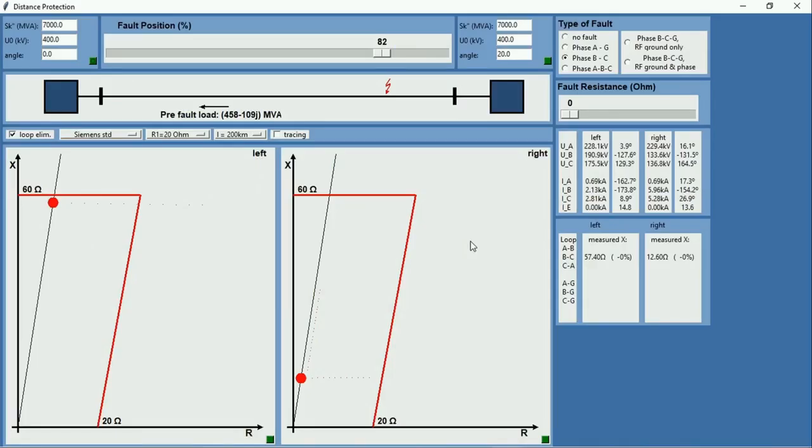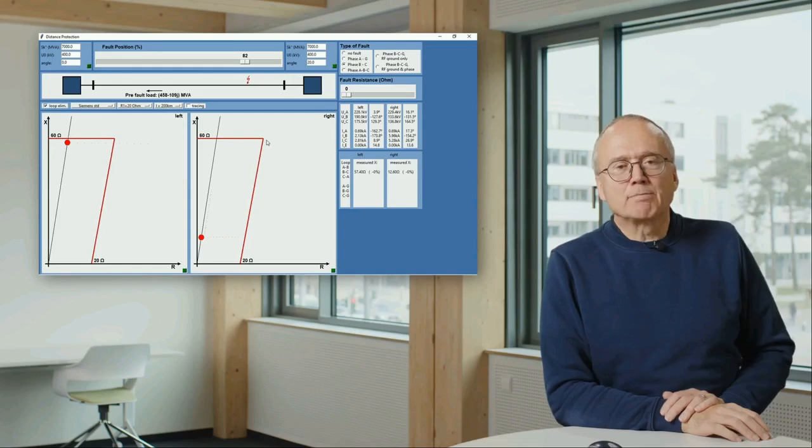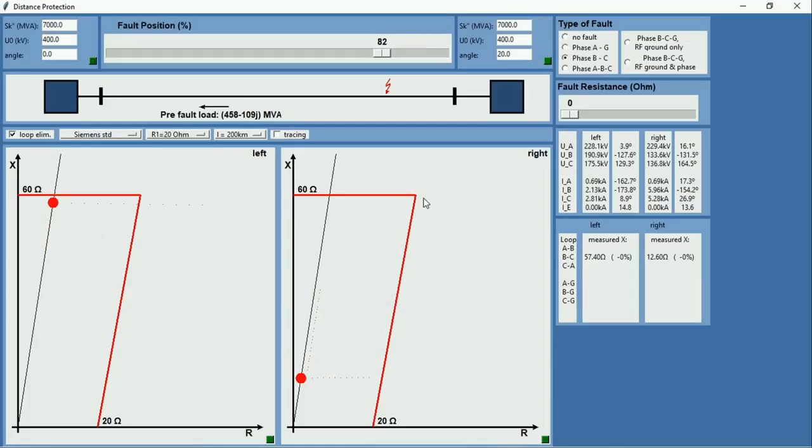So now you see a situation where we have a pre-fault load flow. So you see it here in the drawing of the network. We have a pre-fault load flow of 400 and something real power and also some reactive power flowing. And now look what happens if we increase the fault resistance. The measured points, look at the measurement on the left relay. It moves due to this effect not horizontally, but it moves up. If I activate tracing, it becomes a bit more visible.